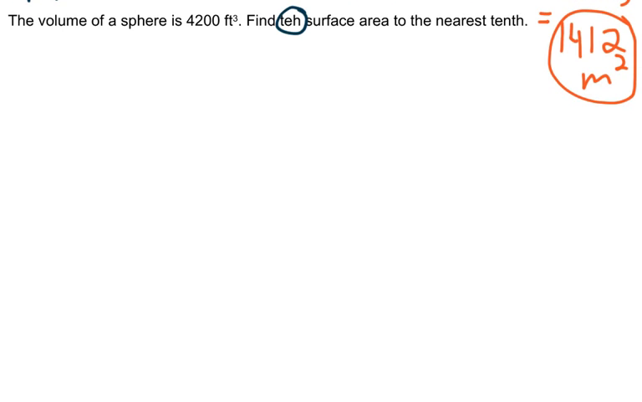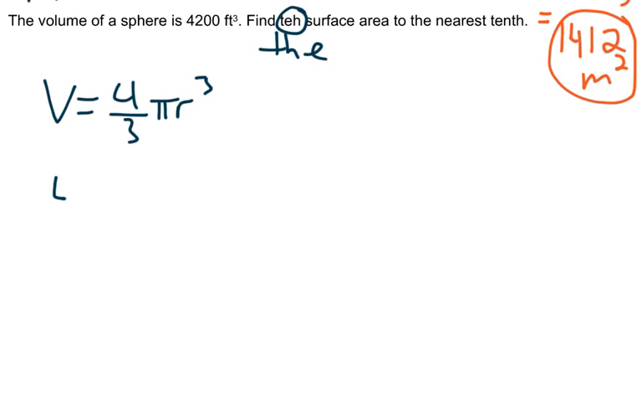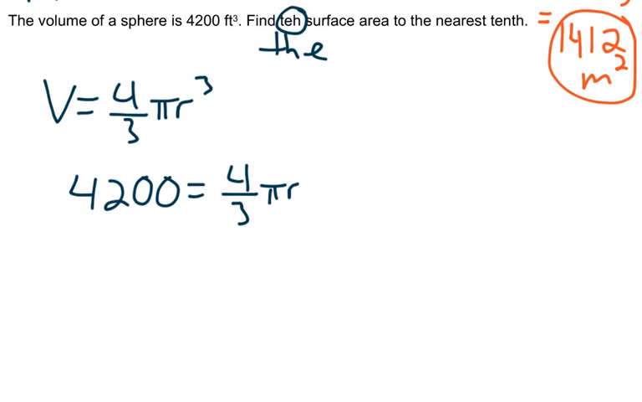Nice little typo here. It's supposed to say the volume of a sphere is 4,200 cubic feet. Volume again is 4/3 pi r cubed. In this case, it tells us that the volume is 4,200, and that's equal to our formula. And again, what we did last time, since that pi is in the numerator, we multiplied by the reciprocal, 3 over 4 pi. So those cancel out.